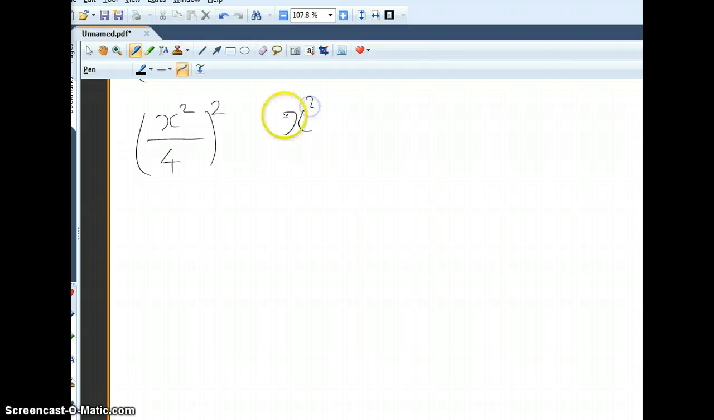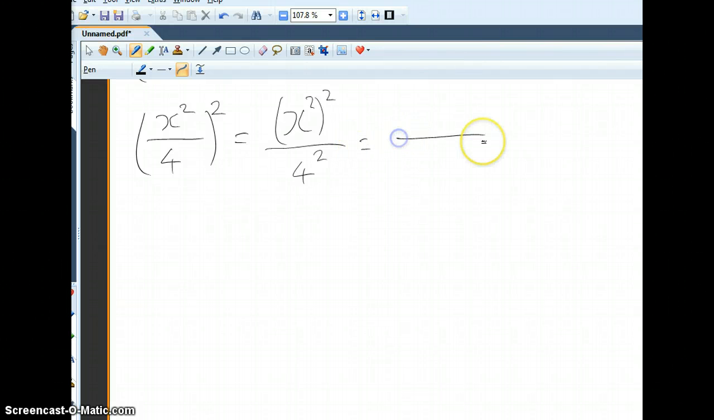The x squared has to be squared, and the 4 has to be squared. Okay, so the squared is working on the top of the fraction and it's also working on the bottom of the fraction. What's 4 times 4? 4 squared is 16.